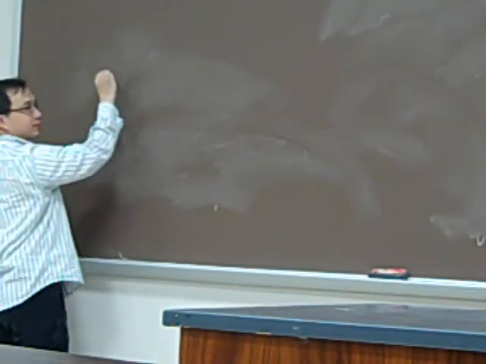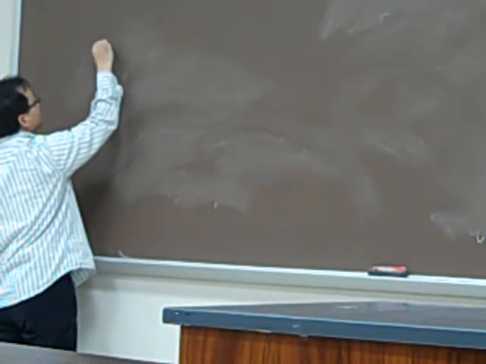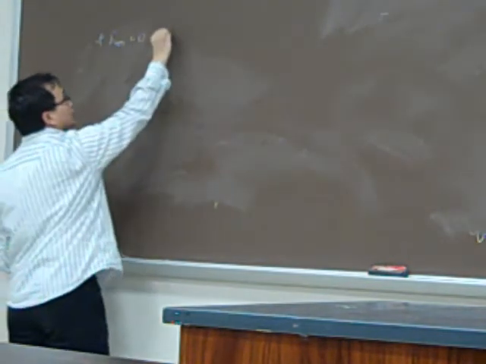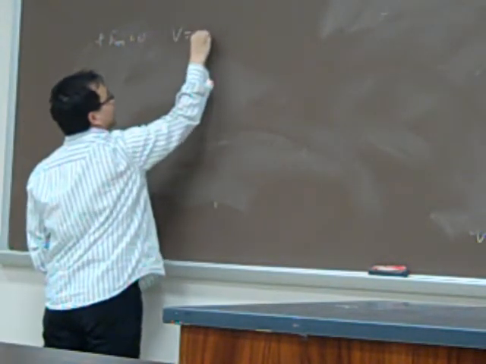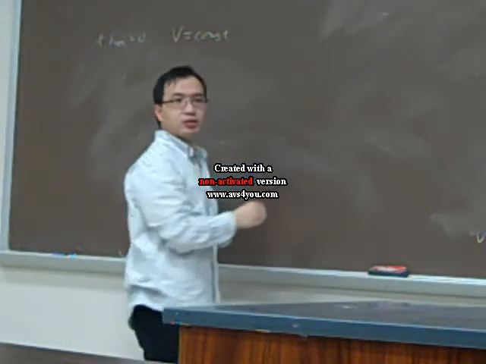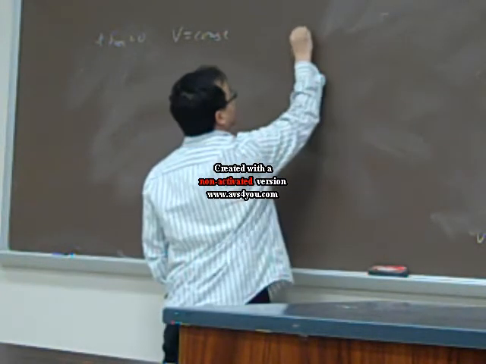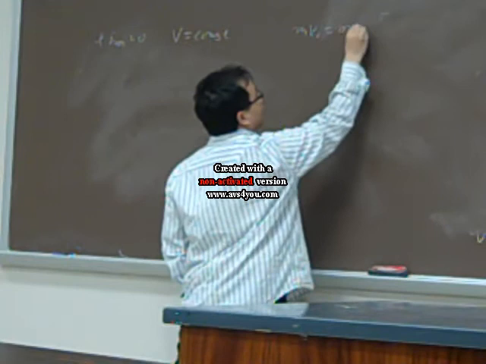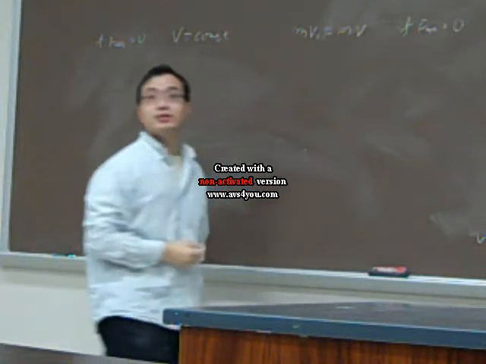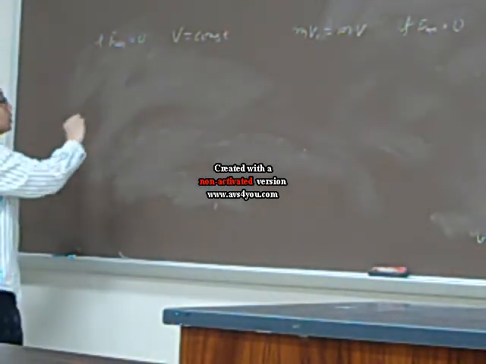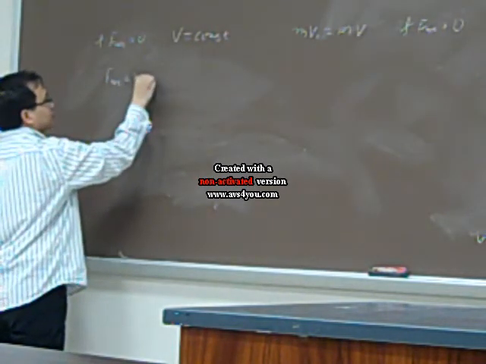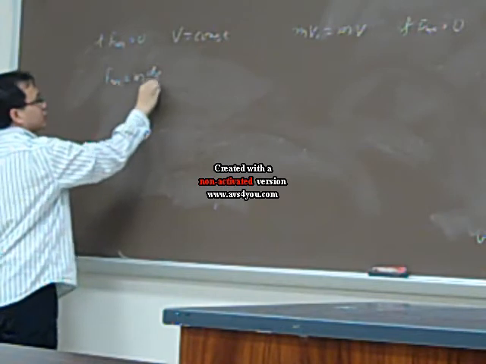Okay, so you can see that for one object, Newton's first law says that if F net equals 0, v must be a constant, right? And that's exactly the momentum conservation for one object: mv not equal to mv if F net equals 0, right? And Newton's second law says that F net equals ma, or m dv over dt.